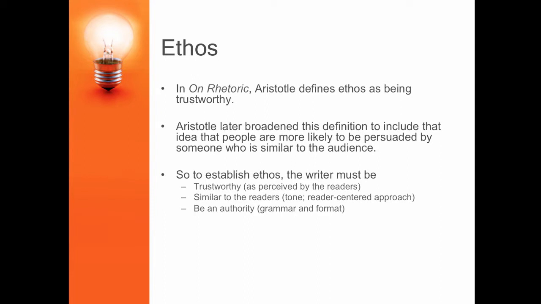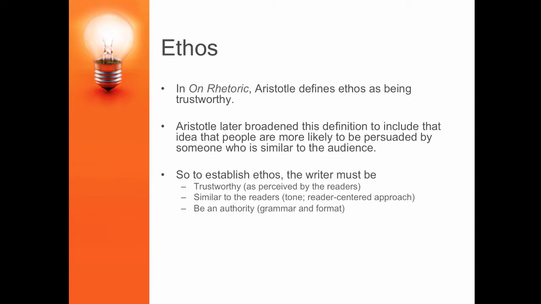In On Rhetoric, Aristotle defines ethos as being trustworthy. And he later broadened that definition to include the idea that people are more likely to be persuaded by someone who is similar to themselves, similar to the audience. So that's why when you use certain words in an academic setting, you're establishing your credibility because you're using sentence structure and vocabulary that's on an academic level, as opposed to writing on a lower level for maybe high school students or even grammar school students.